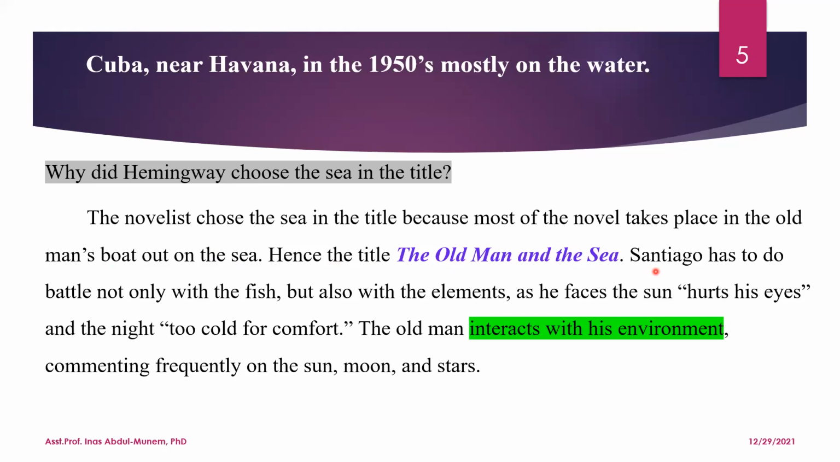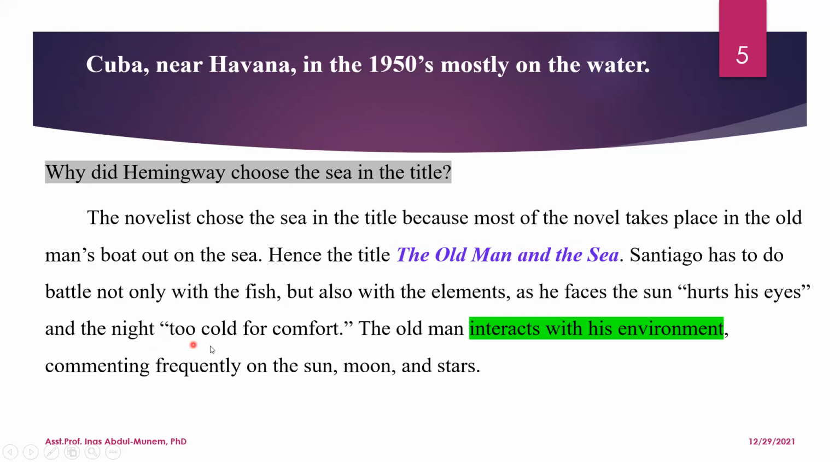Santiago, the old man, has to do battle not only with the fish, but also with the elements. So it is not only the fish, but the sharks, the sun, the night, when he is in his boat. For example, he faces the sun. It is mentioned in the novel that since he was a child, the sun hurts his eyes.